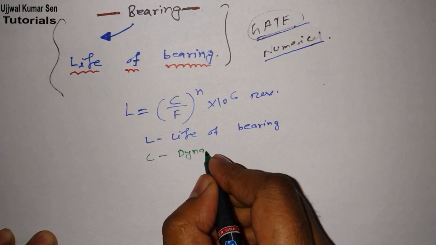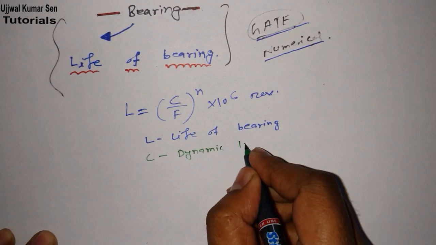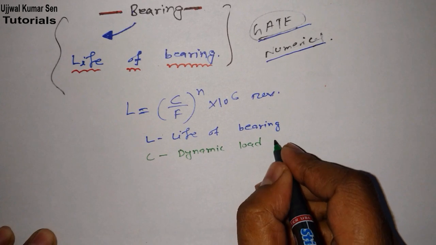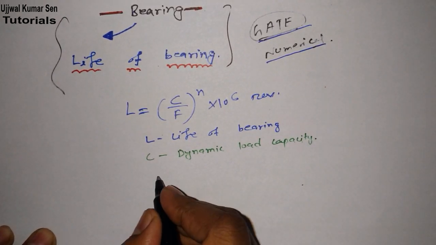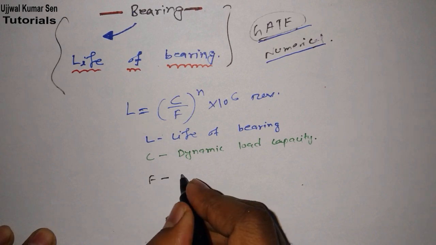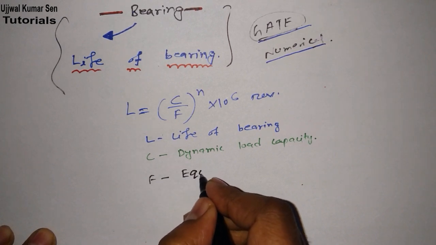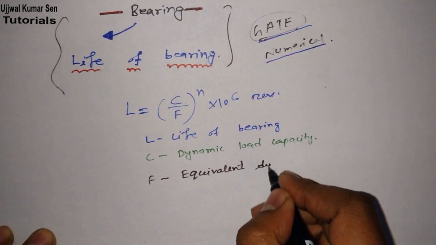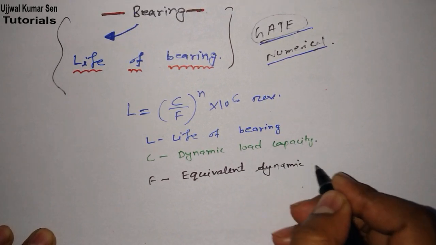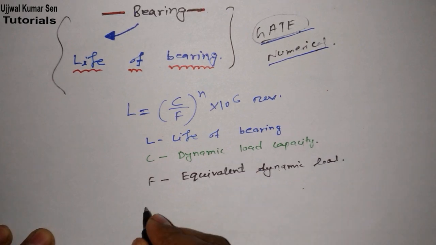Dynamic load capacity. And what is F? F is equivalent dynamic load. And what is N?